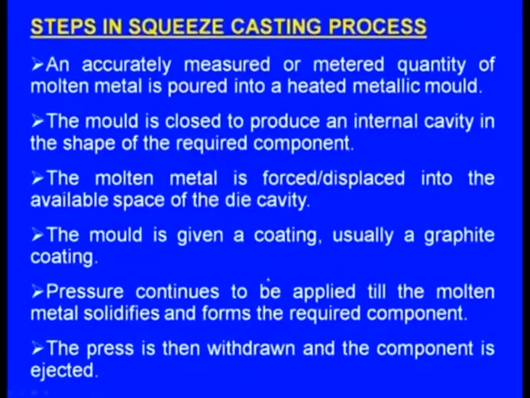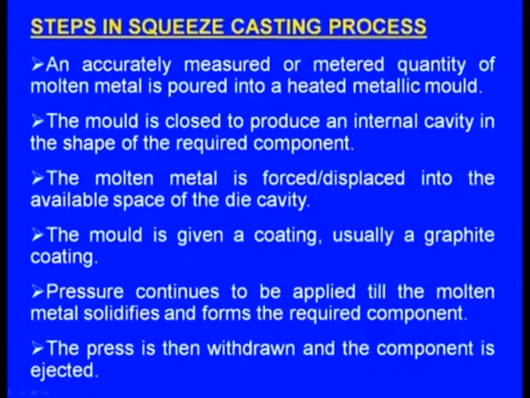So, here we can see the basic difference between the squeeze casting process and the die casting process. In the case of die casting, we apply the pressure so that the molten metal will be injected into the die cavity. Once the molten metal is injected inside the die cavity, we stop applying the pressure, but here the pressure continues to be applied till the molten metal solidifies and forms the required component. So, that is the difference between die casting and squeeze casting.